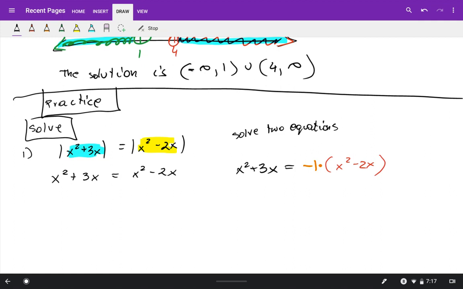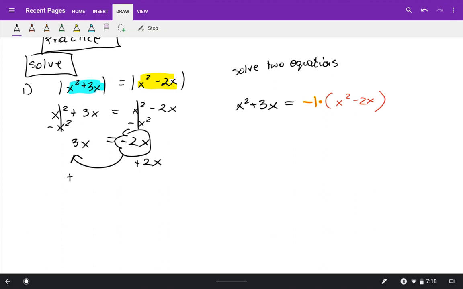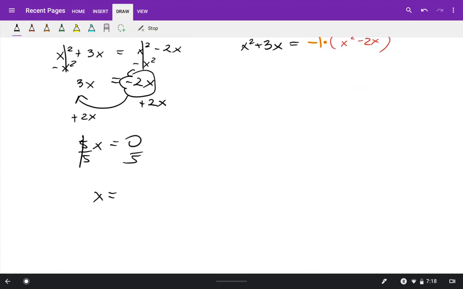The first one, let's subtract x squared from both sides. So that cancels, we have 3x equal -2x. Let's move this one to the left side. I'm adding 2x to both sides. So we have 5x equals 0, divide each by 5, and we're getting that x is equal to 0. Okay, so that's the first solution.